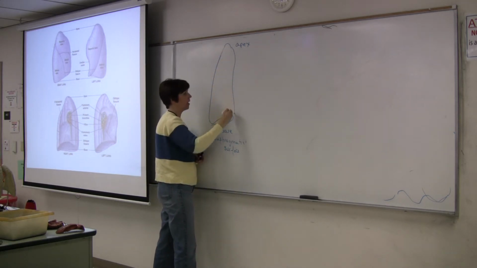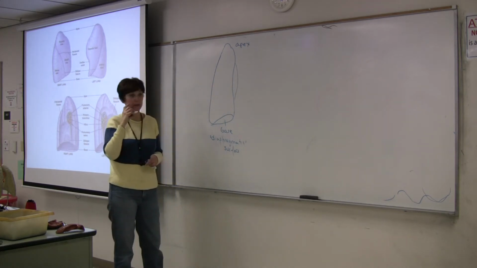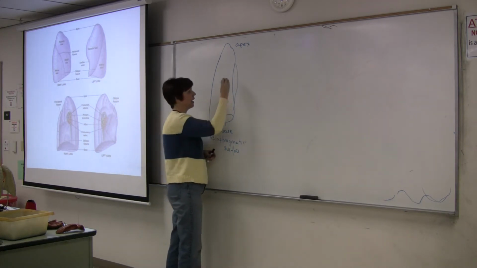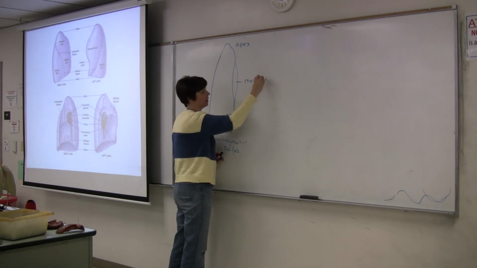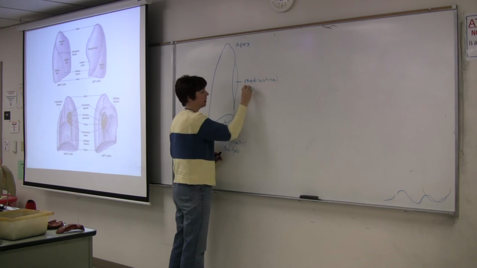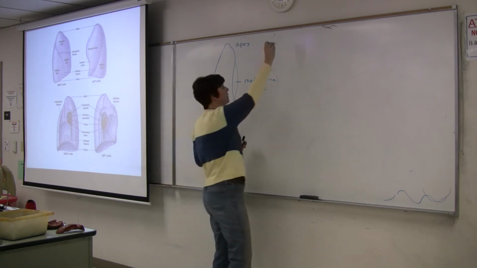Then each lung has a medial surface where the airways and pulmonary blood vessels exit and enter. This is known as the mediastinal surface, where we find the heart. Okay, so there's the right lung.